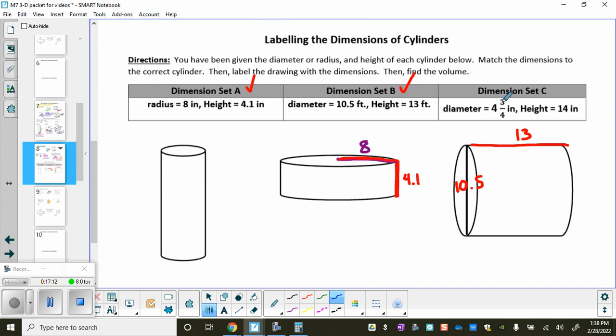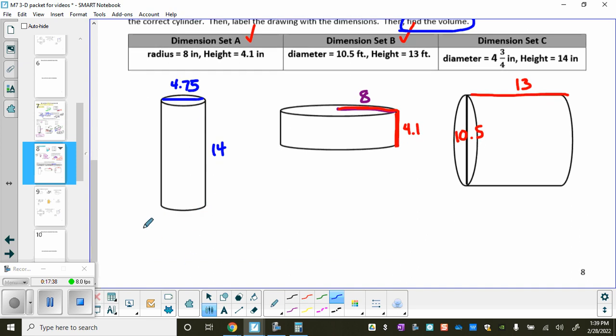So diameter is 4 3/4, so the diameter across, 4.75. And then the height here would be a 14. And that definitely makes sense. So now what we've got here is 3 different cylinders. We appropriately labeled them, so now we just need to find the volume.